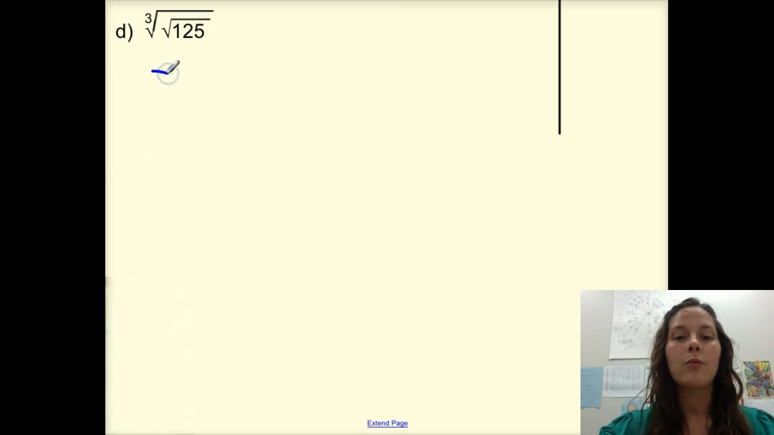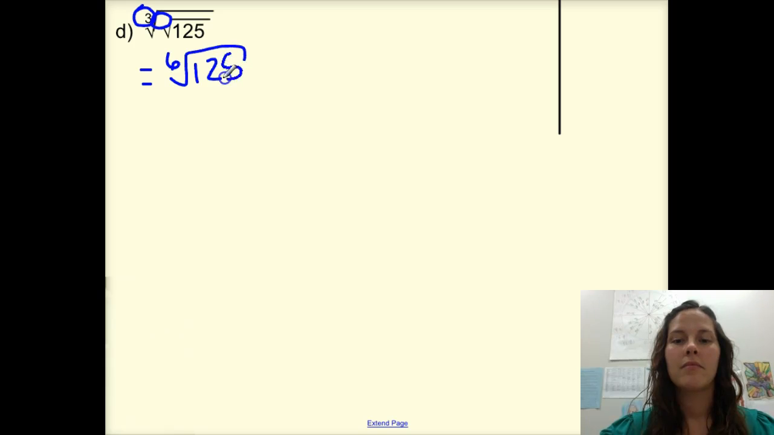This one is using that rule where we have multiple radical signs, so we can multiply the indices together. Remember, this is our first index, 3, and when we don't see an index, it is assumed to be a square root, so we have an index of 2. So multiplying those together, I get a root of 6. Or I could rewrite it as 125 to the 1/6 power.